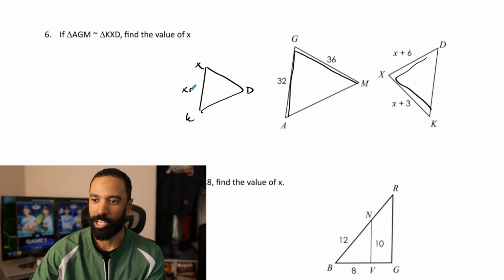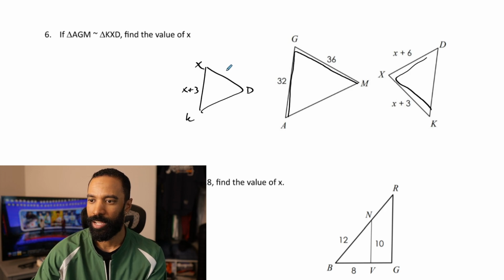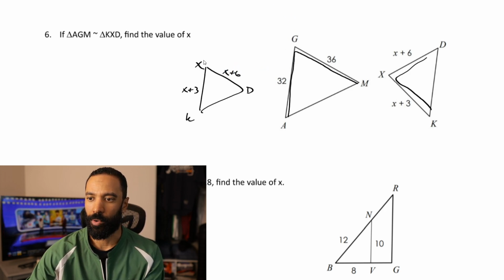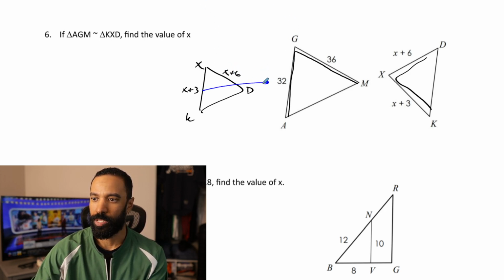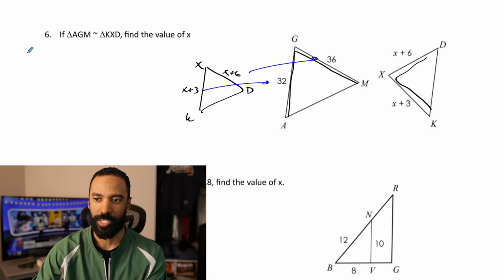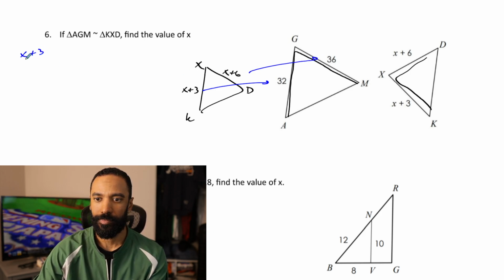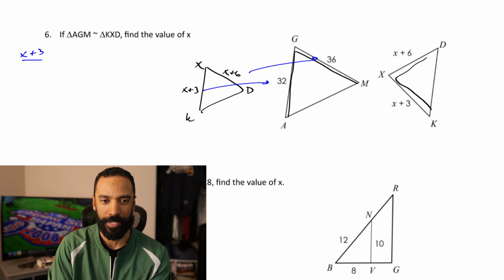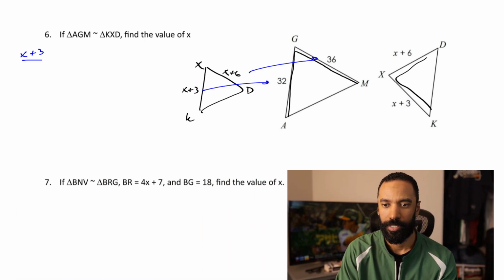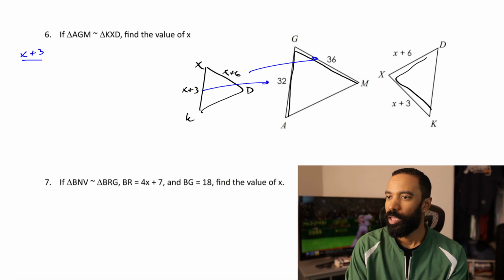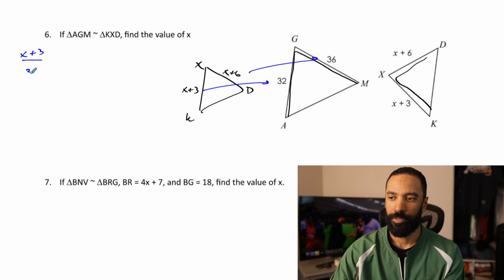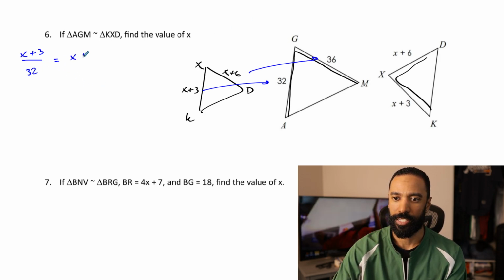So KX is x plus 3. It's weird when you have an x here and an x there, and they're totally unrelated. And D is x plus 6. So we know what corresponds. x plus 3 goes to 32, x plus 6 goes to 36. It's not unlike other problems that we did. x plus 3 is to 32, as x plus 6 is to 36.